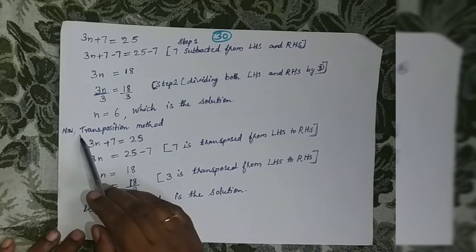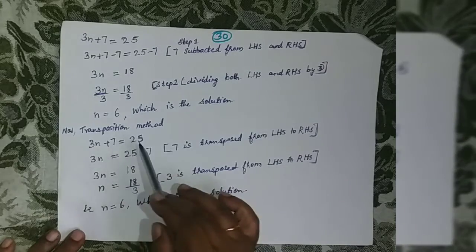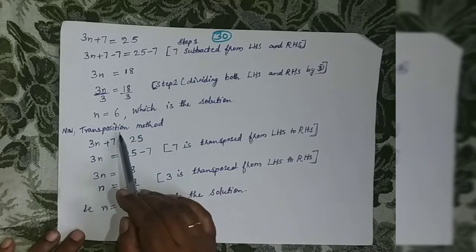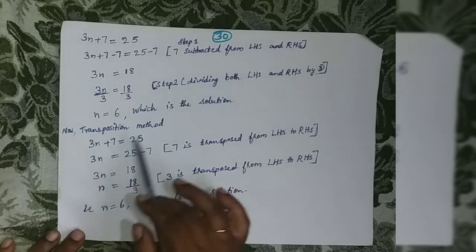Now we will apply the transposition method. Same equation, 3n plus 7 is equal to 25. Transposition, the name itself says some position is changing. We are changing the position.